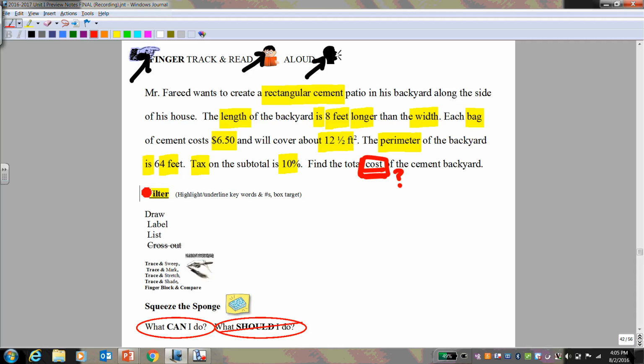Okay, that's called filtering. That helps your brain take what looks like a lot of sentences, and now you've cut down the information almost half just by filtering. Now, you do these 4 steps all at the same time. You draw a diagram. Draw, label, list, cross out. You draw a diagram, label your diagram. Something that doesn't belong in the diagram, you list it and you cross it out.